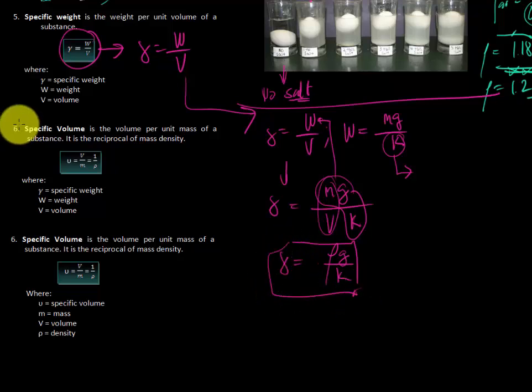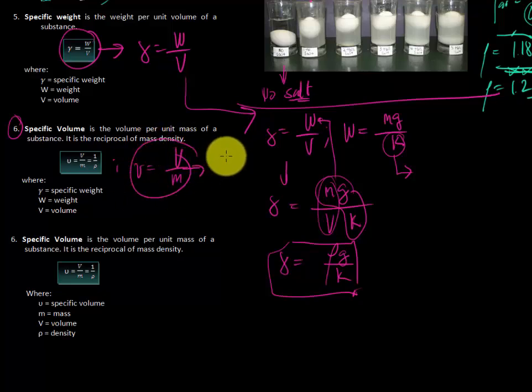And then we have the specific volume, that is the volume per unit mass of a substance. It is the reciprocal of the density. It's quite obvious. So again, specific volume is volume per unit mass, or simply 1 over the density.